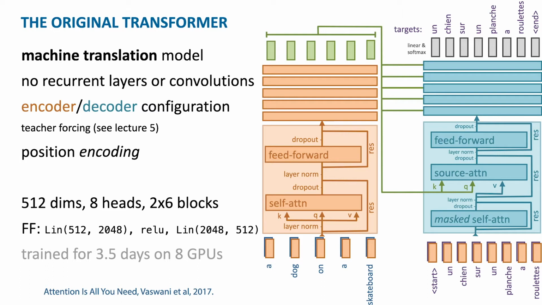The model was a machine translation model, so it was structured in an encoder-decoder configuration, which was popular at the time for machine translation models. And this is the teacher forcing method that we also saw in lecture 5. Essentially, the encoder consists of a stack of normal self-attention blocks without masking. So these are blocks that have access to the whole sequence. They take in the English language sentence and produce a hidden representation in green.